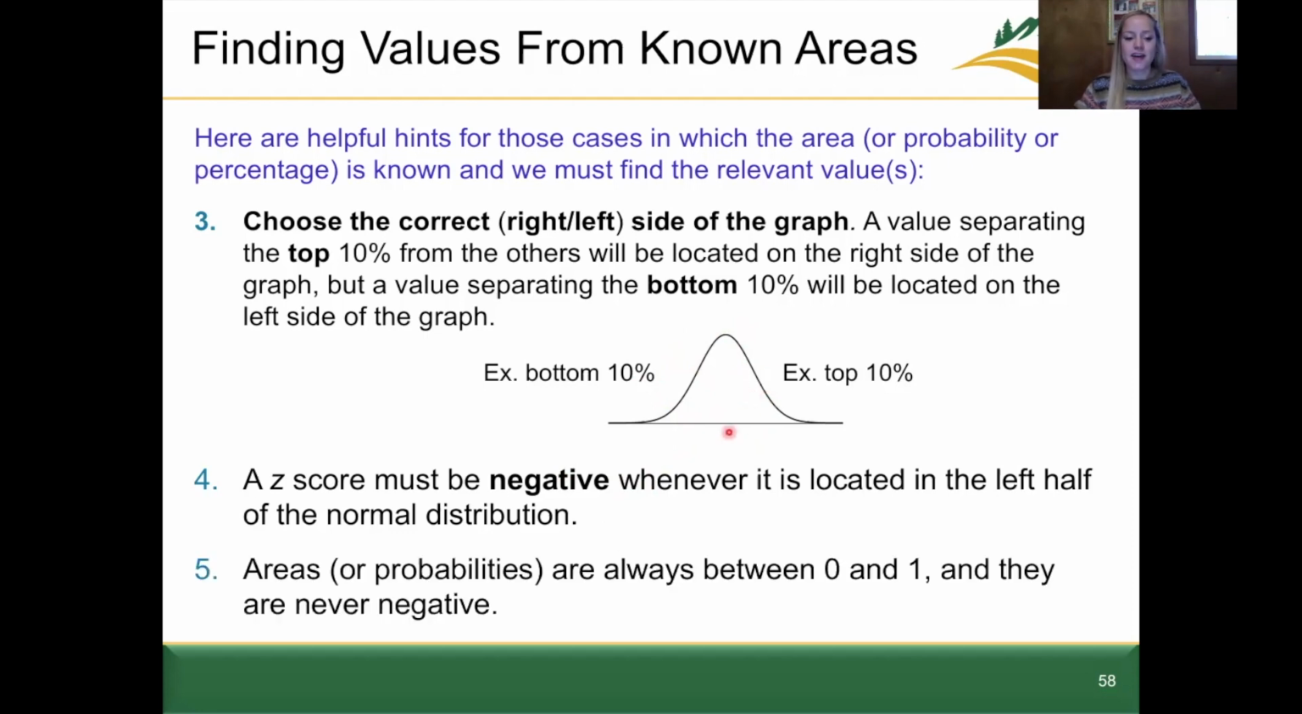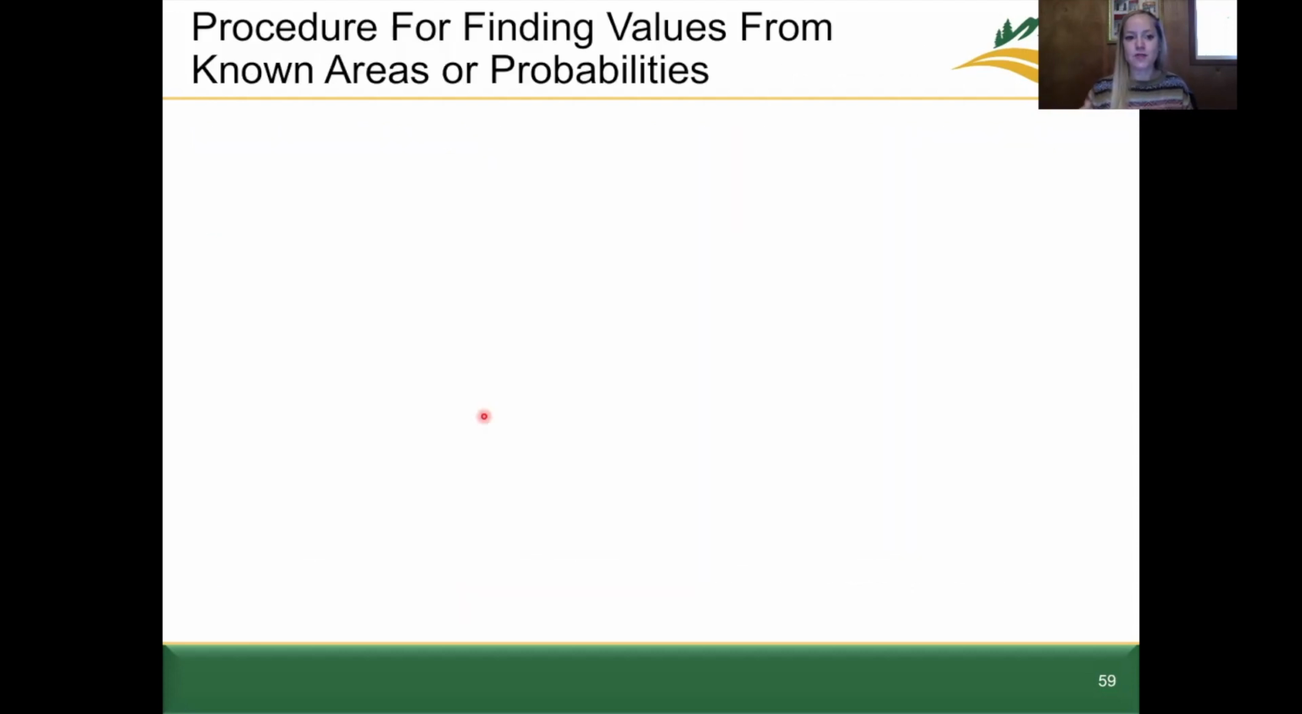Helpful hint number 5 is that the area, which is the same thing as the probability in this case, is always between 0 and 1. We've reviewed that a few times, and they're never negative. We can't have a negative probability score. So probability or area values are always 0 to 1. They can be 0, they can also be 1. They can't be negative, and as far as percentages, they'll be 0 to 100%. Okay, those are some helpful hints.